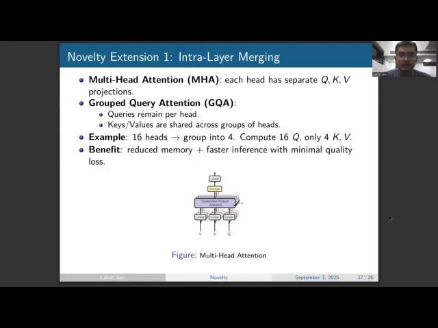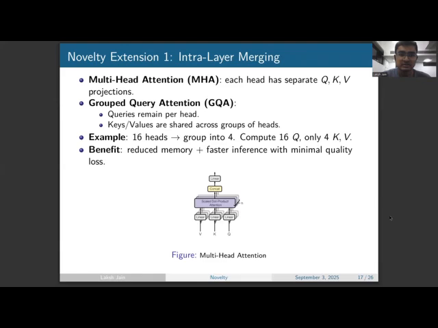Let us now come to the novelty extension. So what we plan to do is intra-layer merging. In the paper, what they use is inter-layer merging. That is, they merge entire blocks. They merge entire blocks, so for example, two attention blocks or two encoder blocks. So what we propose is intra-layer merging.